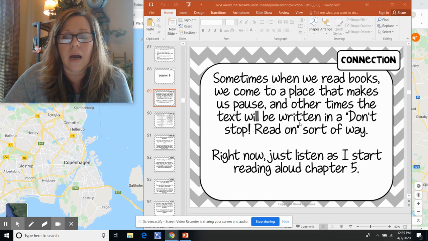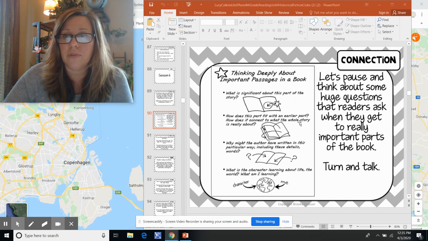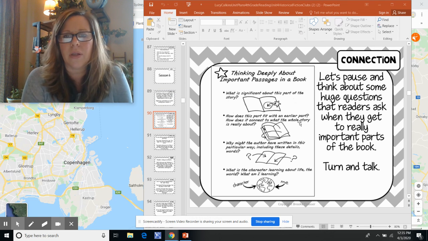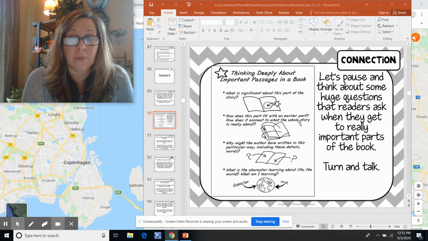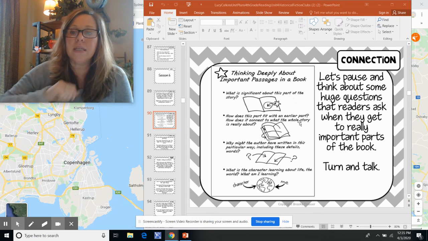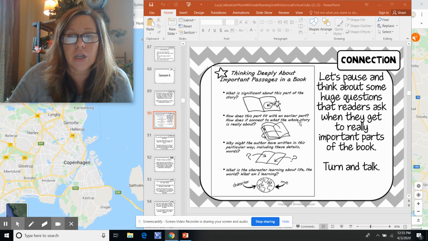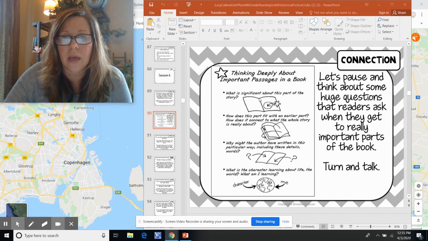Right now, we just listened to chapter 5, so we're going to go on to this particular slide, and I want you to look at this very closely. You're thinking deeply about important passages in a book. Okay, so let's pause and think about some huge questions that readers ask when they get to really important parts of a book. We're not going to turn and talk, but we're going to just keep listening as we go through these important pieces.